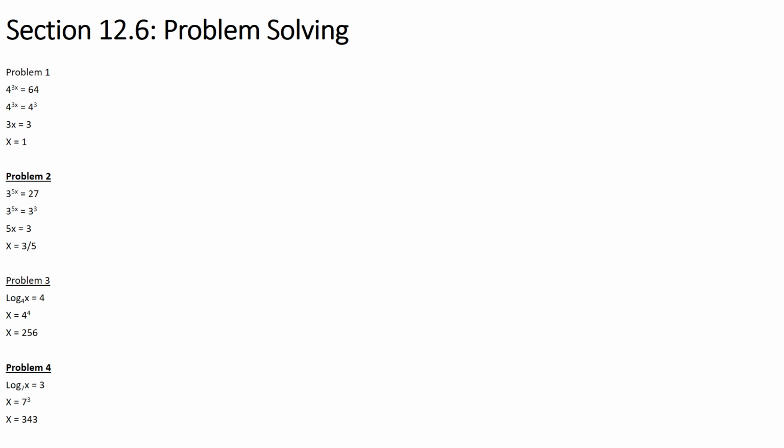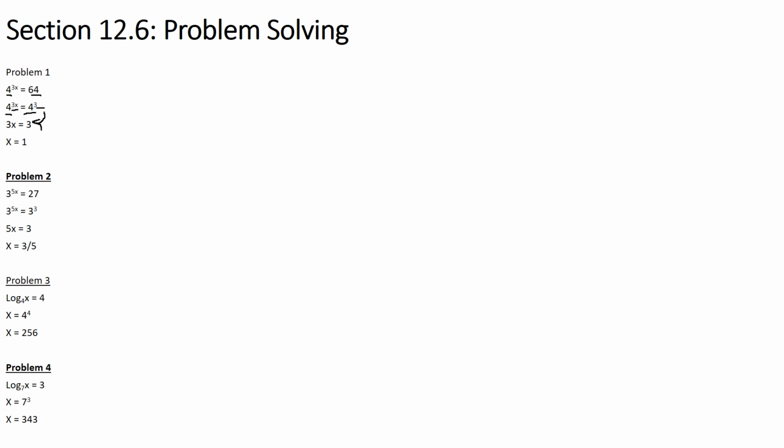Now I've got some problems here to do. 4 to the 3x equals 64. Well, I need to get both sides down to a base 4. I've got 4 to the 3x on one side. Well, 4 to the third is 64. 4 times 4 is 16, times 4 is 64. So I've basically now got two same bases. And I've got 3x equals 3, which I bring down here, which means x equals 1.